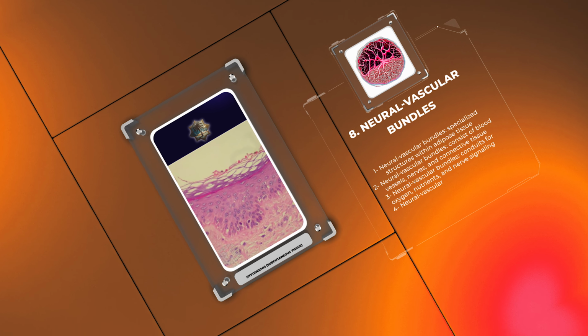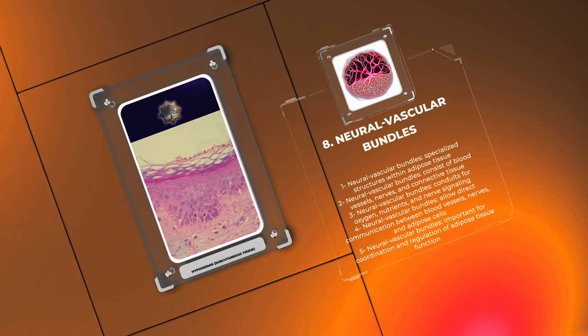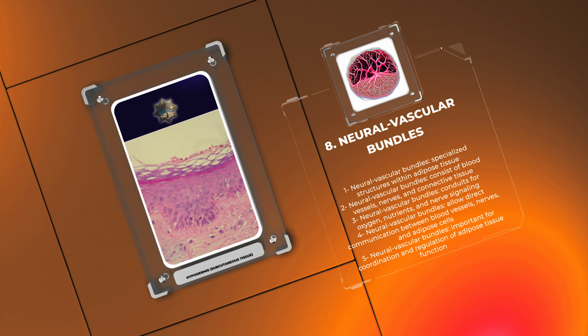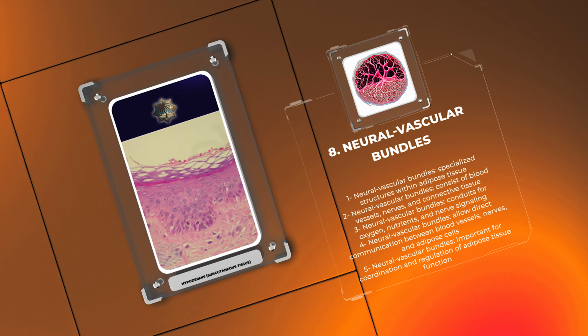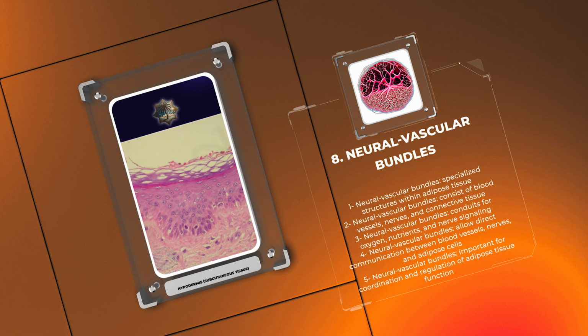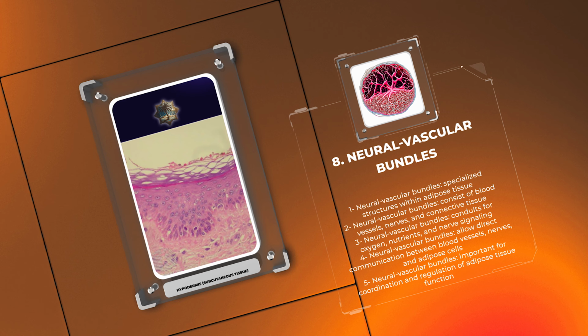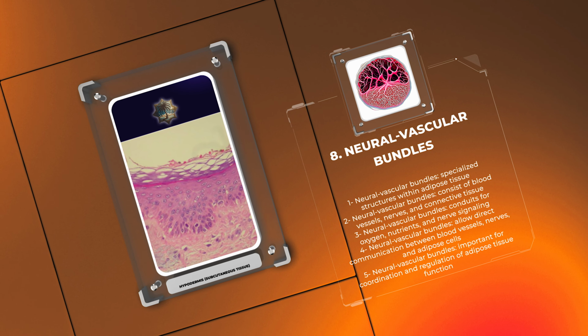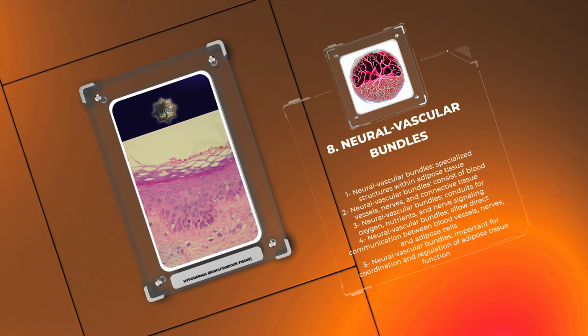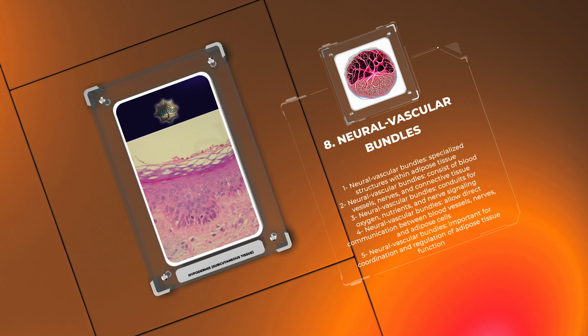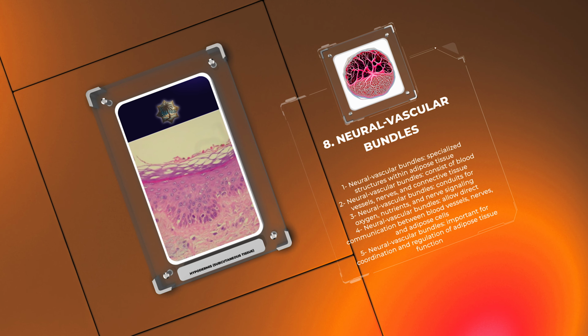Neurovascular bundles are specialized structures within adipose tissue that consist of blood vessels, nerves, and supporting connective tissue. These bundles serve as conduits for oxygen, nutrients, and nerve signaling, allowing direct communication between blood vessels, nerves, and adipose cells. This intricate network is essential for the coordination of metabolic processes and the regulation of adipose tissue function.